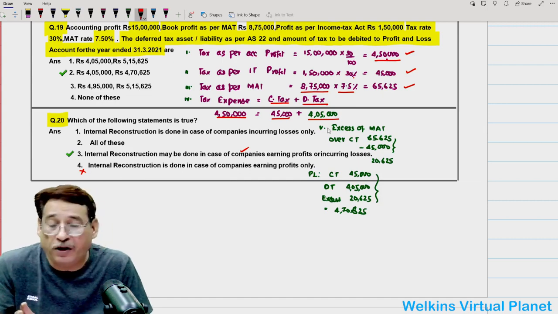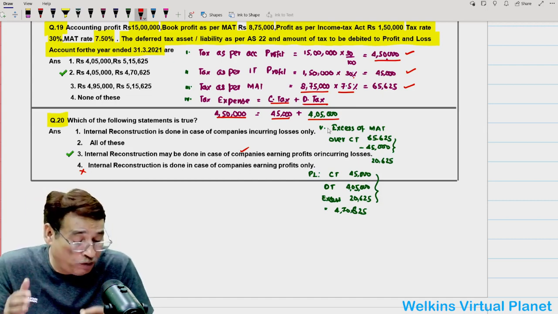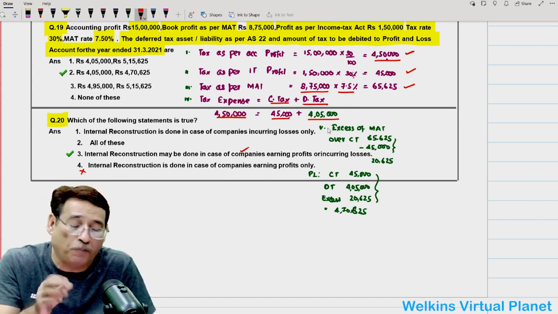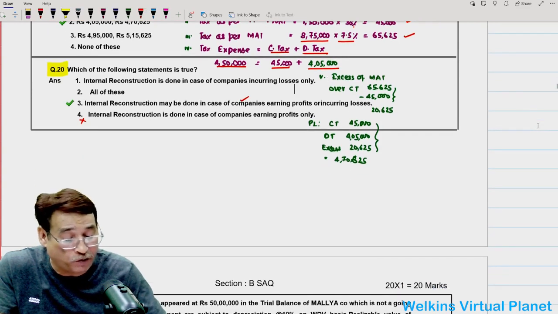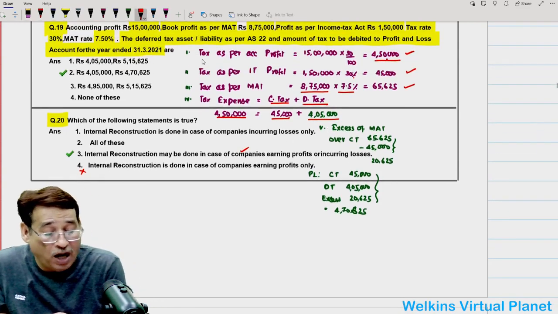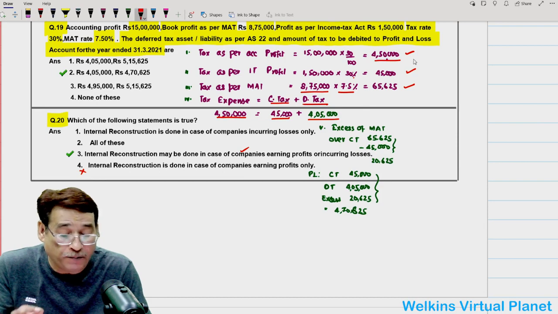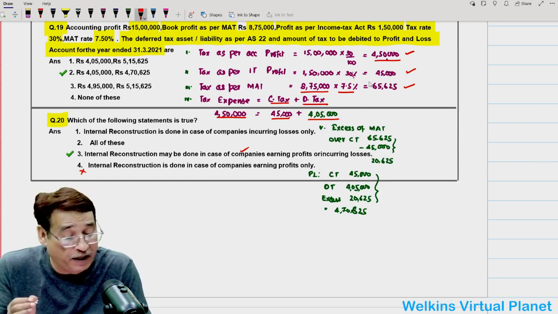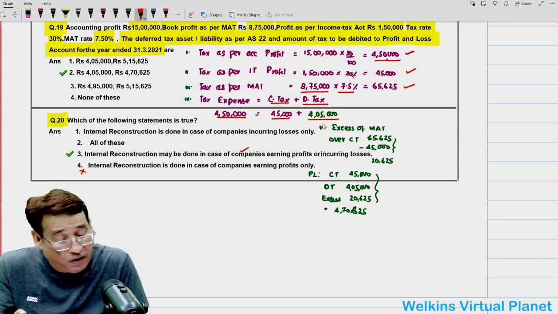Now, the next point is that the question has also asked how much you are going to debit to your profit and loss account as tax expense for the current year. You have found out the profit as per your accounts. You have found out the profit as per tax, minimum alternative tax. Now, one more thing you have to find out.